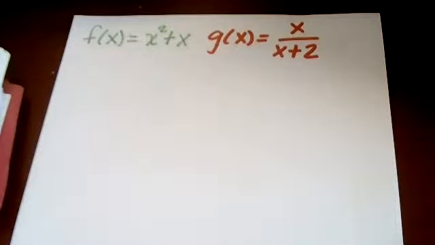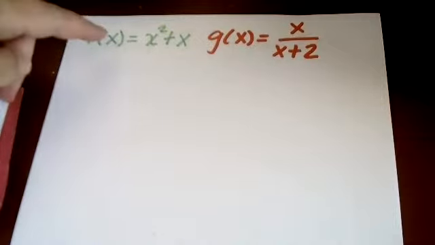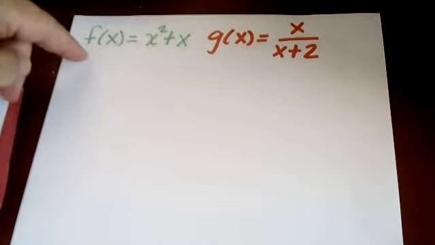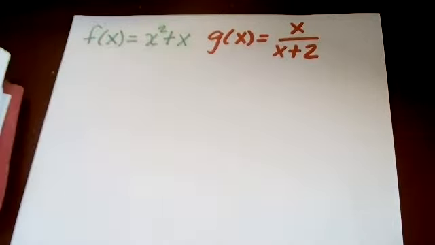We're going to look at some examples of composition of functions. So maybe you've seen some examples of polynomial ones. I want to look at some that are a little more involved. So in this example, I have the polynomial function f of x equals x squared plus x, and the rational function g of x equals x over x plus 2.